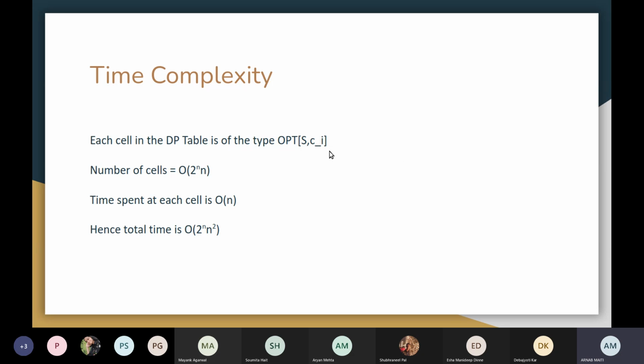It's quite simple. Can someone try? The number of elements in the power set of S will be 2 to the power n, and there are n vertices, so the number of cells will be 2 to the power n into n. Yes, you're absolutely right. And we spend order n time in each cell.